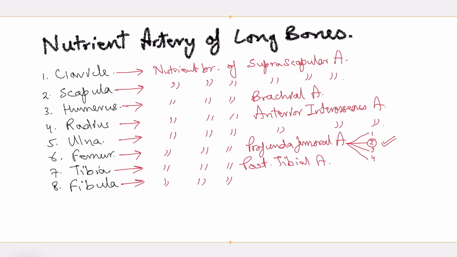So peroneal artery is the largest and the longest branch of posterior tibial artery in the leg, and this artery will provide blood to fibula. So blood supply to fibula is by a nutritional branch from fibular artery or peroneal artery.